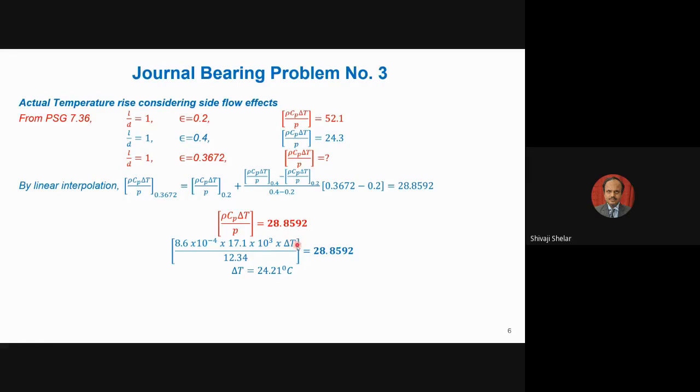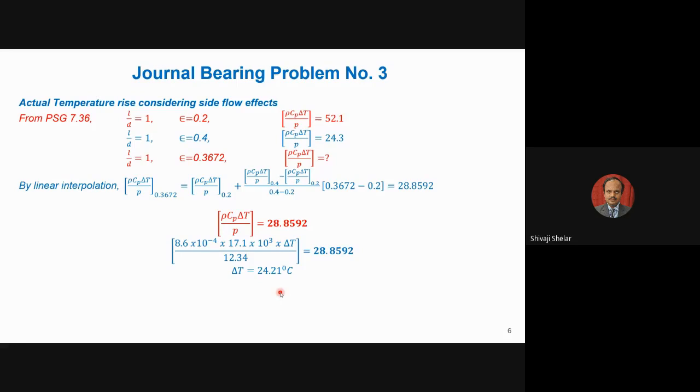So this is the temperature rise considering side flow effect. The temperature rise considering side flow effect is 24.21. Because of fluid loss or lubricant loss at the side, the actual temperature rise will be equal to 24.21 degrees Celsius. This is the oil temperature increase, 24.21.